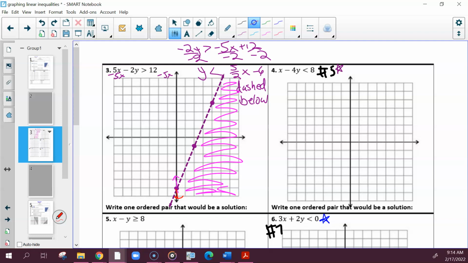Negative 3/4 for the solution? Oh, no. 2 and -3. That one would work. It doesn't have to be that one. You can pick whichever solution you want. Just make sure it falls within the shaded area.